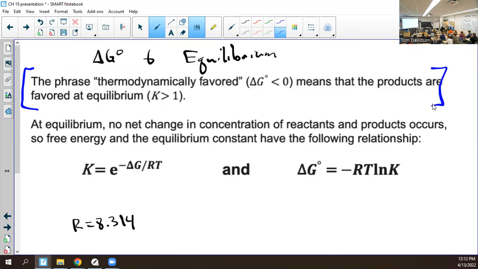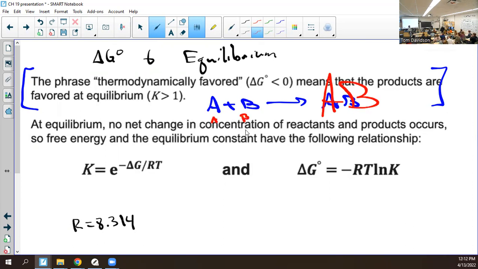The thermodynamically favored, where delta G is negative, right? Means that the products are favored at equilibrium. Because what we mean here, if it's thermodynamically favored, meaning if it happens, that means I'm making A and B, and A and B are going down, right? So I'm making more products and the reactants are going down. You with me? All right.